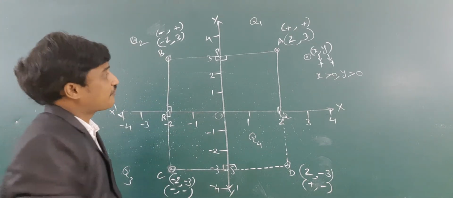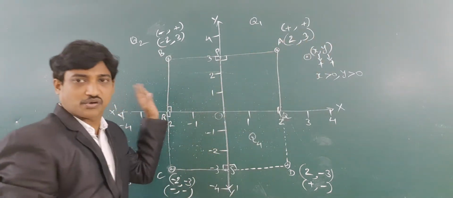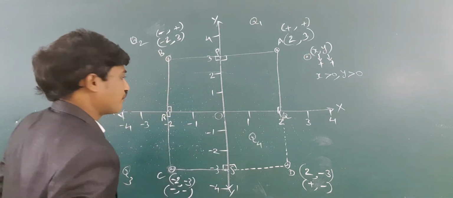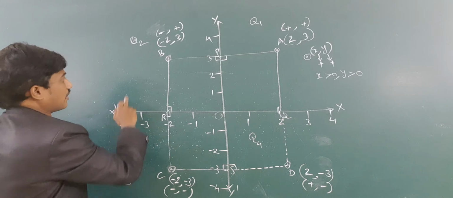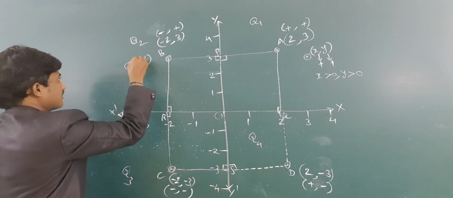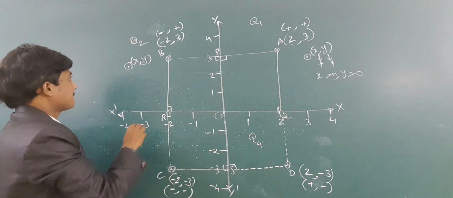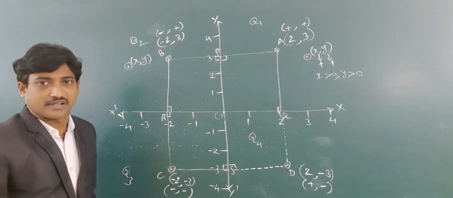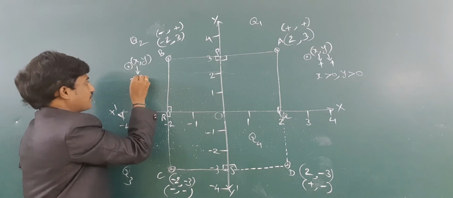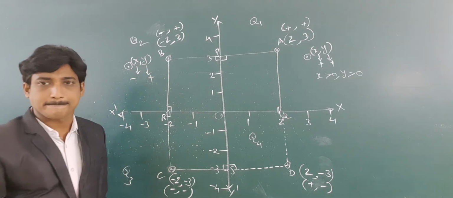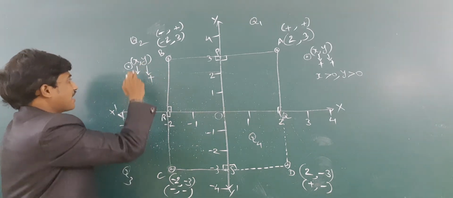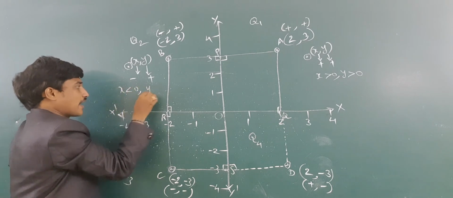If xy is in the second quadrant, let us see the signs of x and y. If the point xy is in the second quadrant, then minus plus: the first coordinate with negative sign, the second coordinate with positive sign. X is a negative number, y is a positive number. That means x is less than 0 and y is greater than 0.